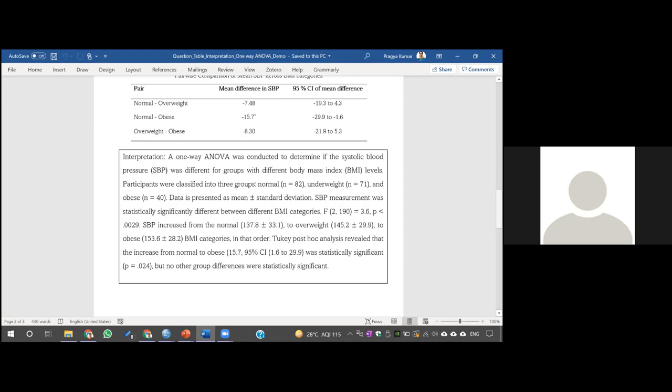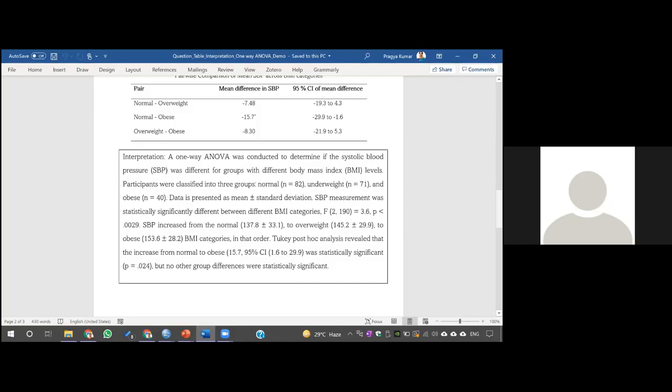The F value with degrees of freedom 2 and 190 is 3.6, and the p value is less than 0.0029. Systolic blood pressure increased from the normal 137.8 with SD of 33.1, to overweight 145.2 with SD of 29.9, to obese 153.6 with SD of 28.2, BMI categories in that order.